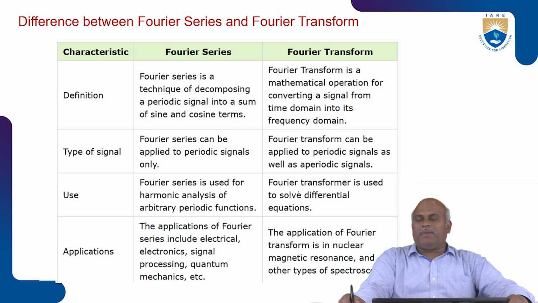But the Fourier transform is not like that. You can use it for periodic signals as well as aperiodic signals. It just has to satisfy the conditions of the Fourier transform.